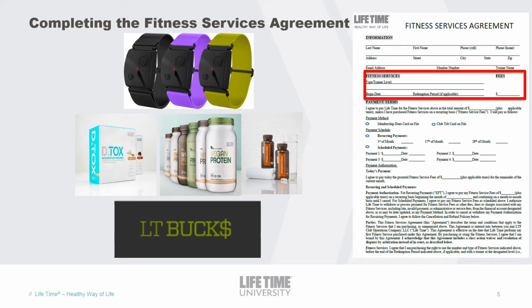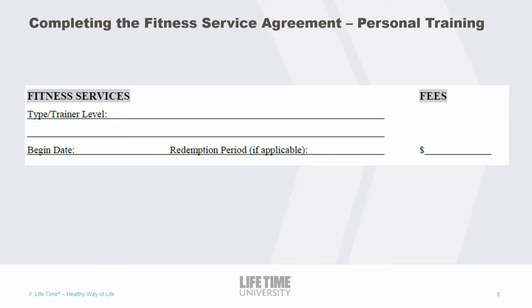If a member is purchasing multiple programs or services, then an additional fitness services agreement form will need to be completed. We will be looking at 4 examples today for a complete program. The first example will be personal training. Under the fitness services title, you will fill in detailed information for the type and trainer level.